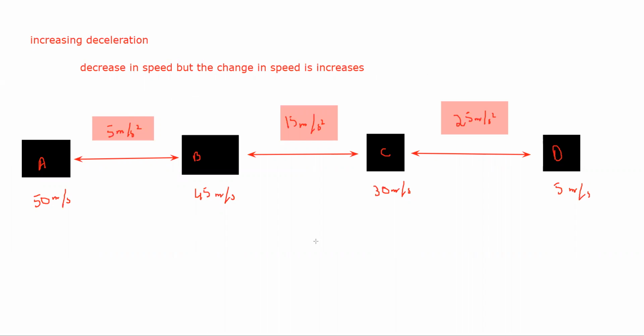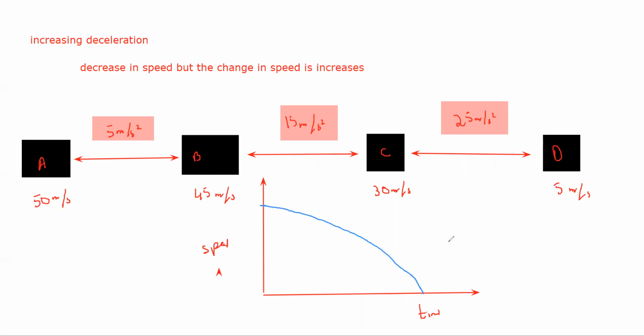When we sketch a graph for this type of motion of an object, time and speed, speed is on the y-axis, time on the x-axis. It will start with a maximum value, and then this will be the shape of the graph when the deceleration is increasing. Is it clear? Speed is decreasing, but the deceleration, the change in the speed, is increasing.